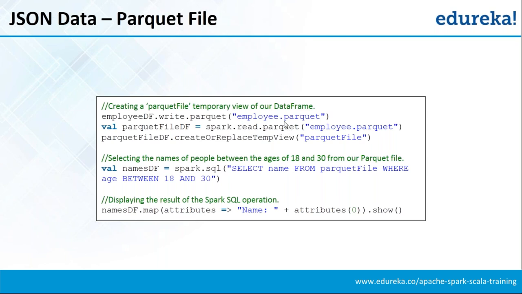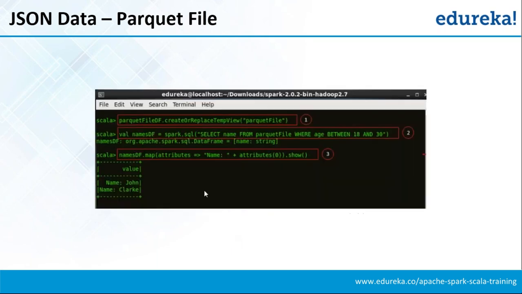You can bring it back by using read.parquet. You are reading this employee.parquet which you have just created. Then you are creating a temporary view or temporary table. And then by using spark.sql, you can execute on your temporary table. In this way, you can read your parquet file data. And in the end, we are just displaying the result. See the similar output of this. This is how we can execute all these things.